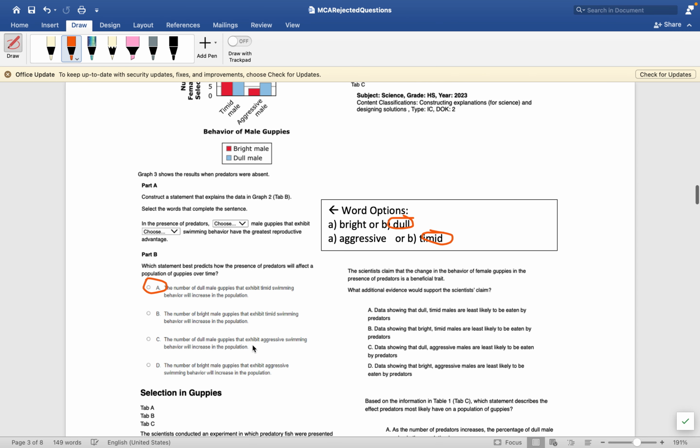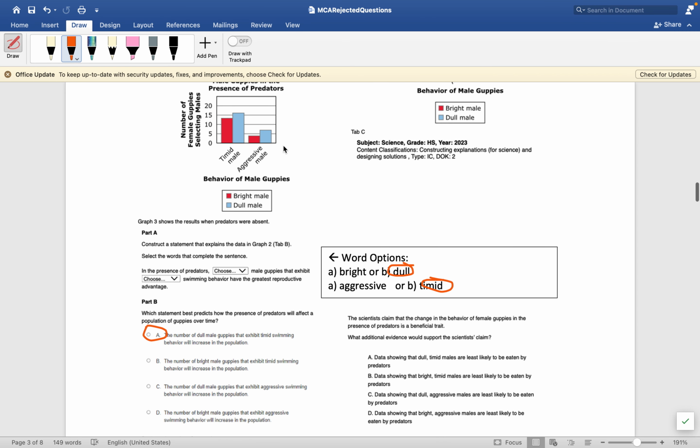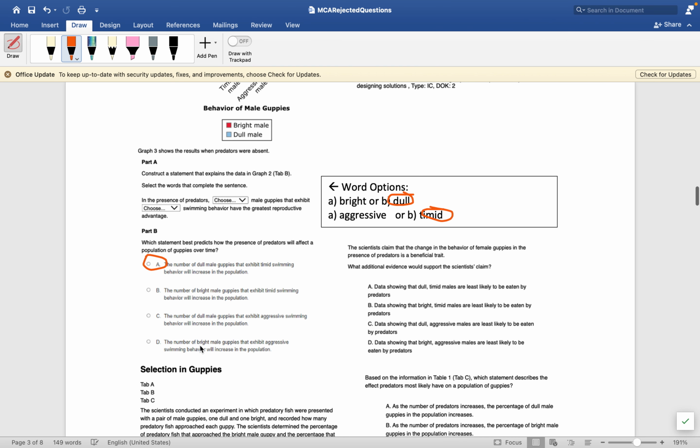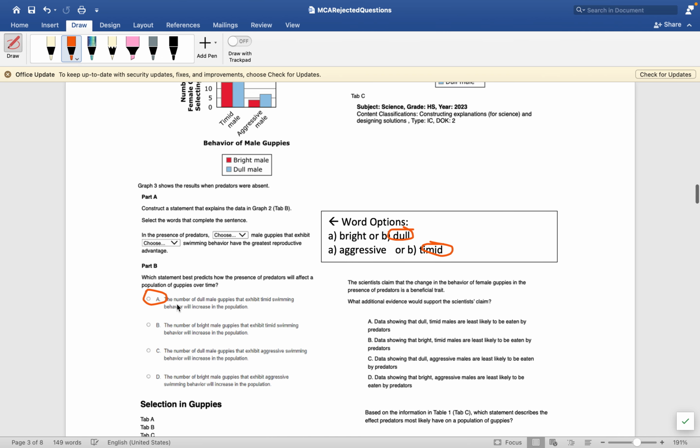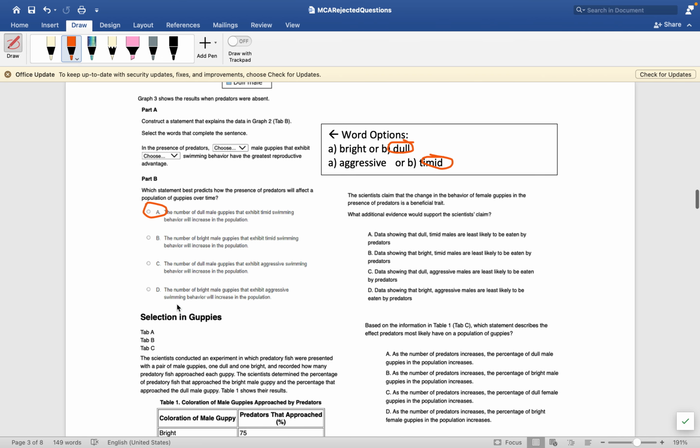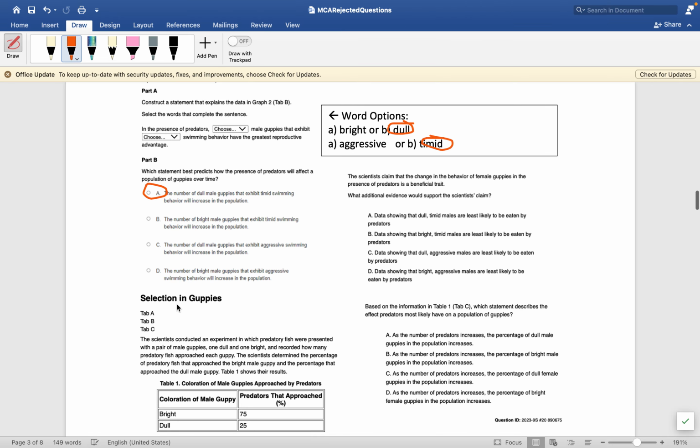The number of dull male guppies that exhibit aggressive swimming behavior will increase. Well, those numbers were lower, so it's definitely timid behavior here. And the number of bright male guppies that exhibit aggressive swimming behavior will increase. No, not so much. So A is the best option on that one. Okay, scrolling. Okay, tab C.